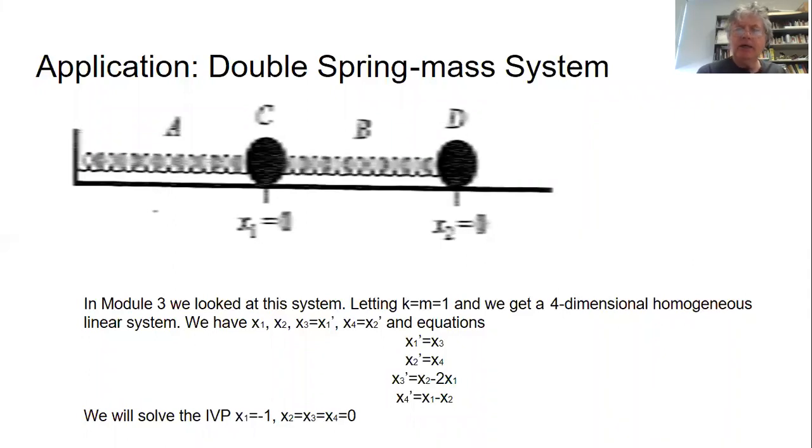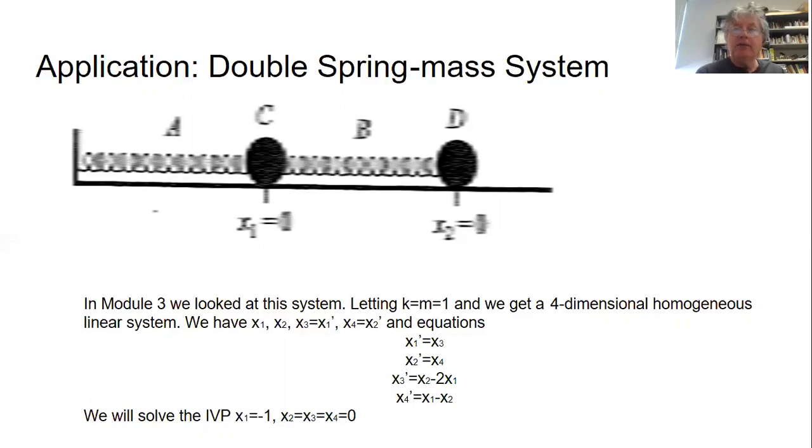So we're going to let the spring constants all equal 1 and the masses all equal 1. So this gives us a four-dimensional homogeneous linear system, right, where x1 and x2 are the positions of the masses and x3 and x4 are their velocities. And so we get those equations, right? So x1 prime equals x3 and x2 prime equals x4 because x3 and x4 are the velocities.